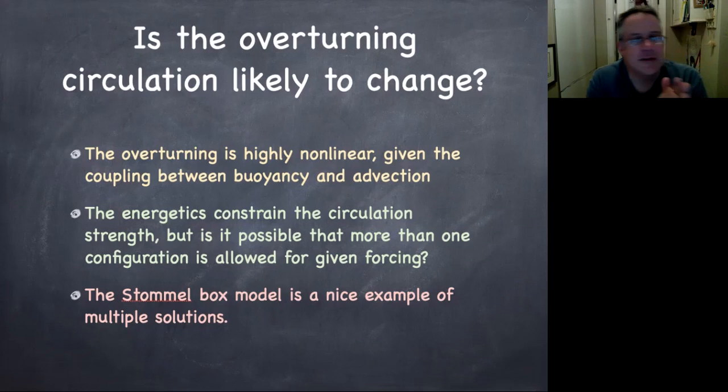Okay, is the overturning circulation likely to change? It's extremely nonlinear. It couples both the buoyancy and convection. The energetics constrain the circulation strength, but is it possible that more than one configuration is allowed? That's not actually disallowed from energy constraints. The Stommel box model, Stommel again, he shows a simple box model which has a nonlinear behavior that allows it to have multiple solutions.